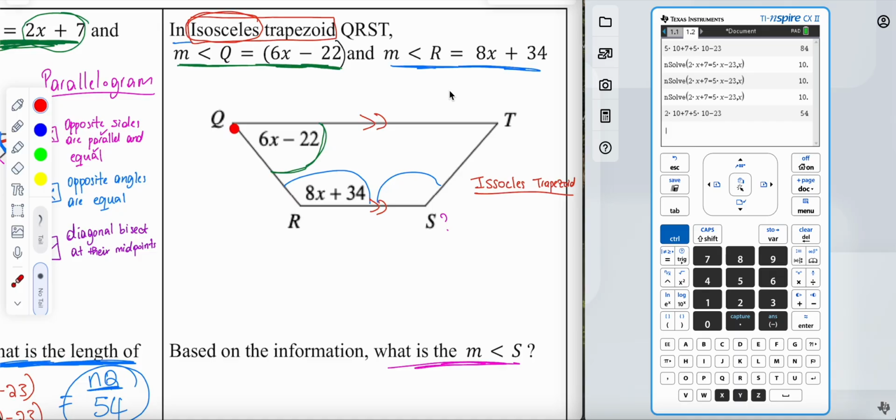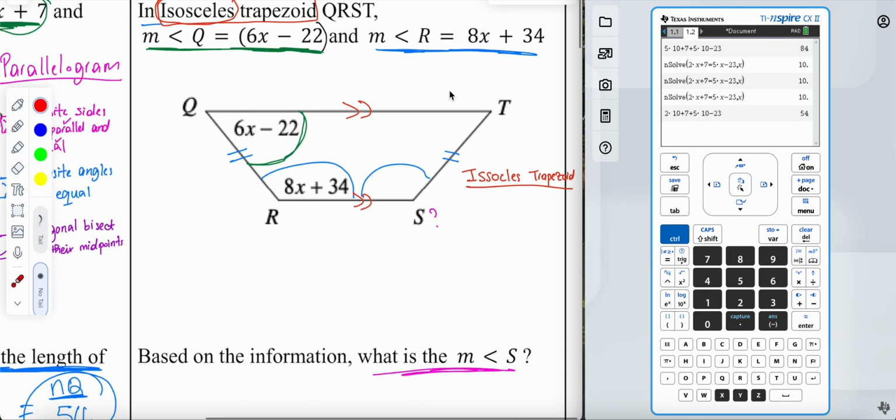These two sides are called the non-parallel sides, so they are not parallel to each other. In an isosceles trapezoid, the non-parallel sides are always equal, meaning if this length is 10, then over here is also 10. So in every isosceles trapezoid, these two sides are always equal. Not only that, a trapezoid has two bases. So down here is a base. Up here is another base.